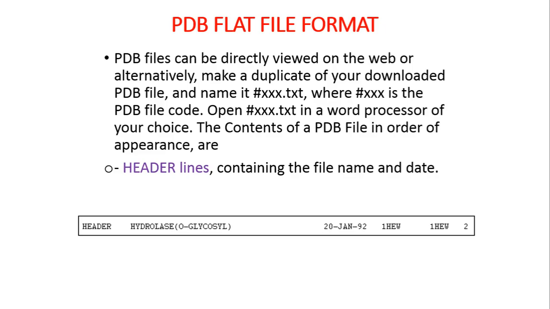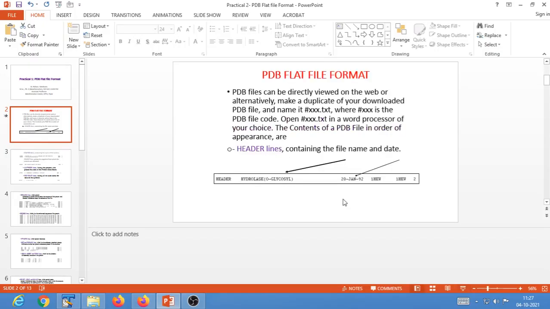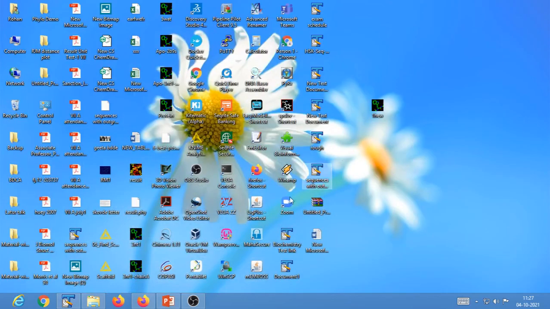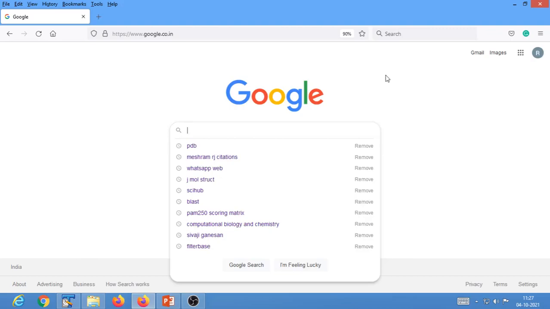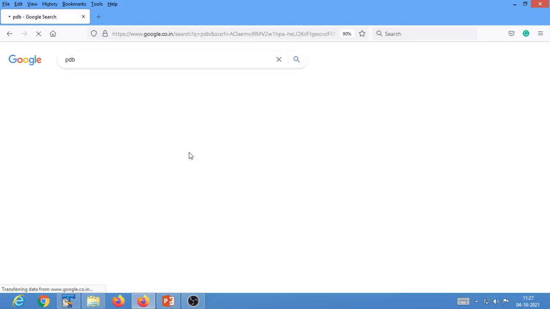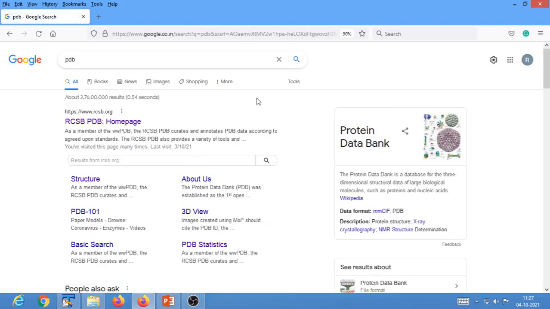For today's demonstration, we would need some PDB file, some structure file. So let me first show you how to download any protein model from the Protein Data Bank. For that, all you need to do is visit the PDB website. Try googling it. This is the site that you are interested in: Research Collaboratory for Structural Bioinformatics, RCSB PDB homepage.